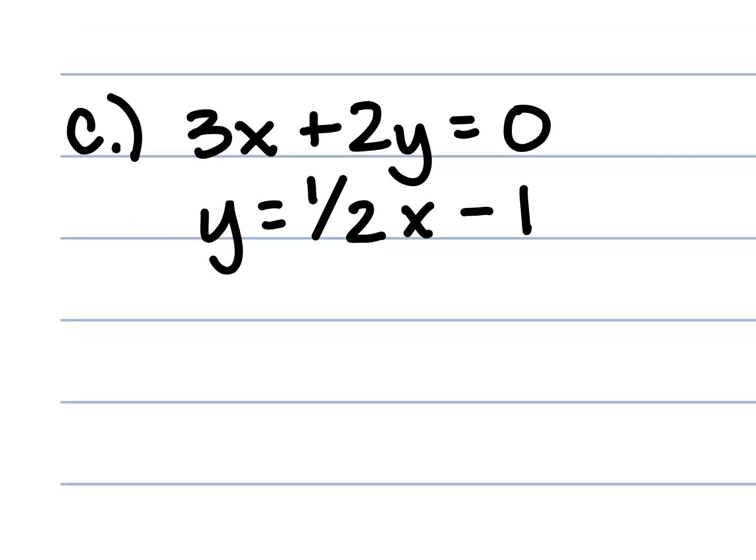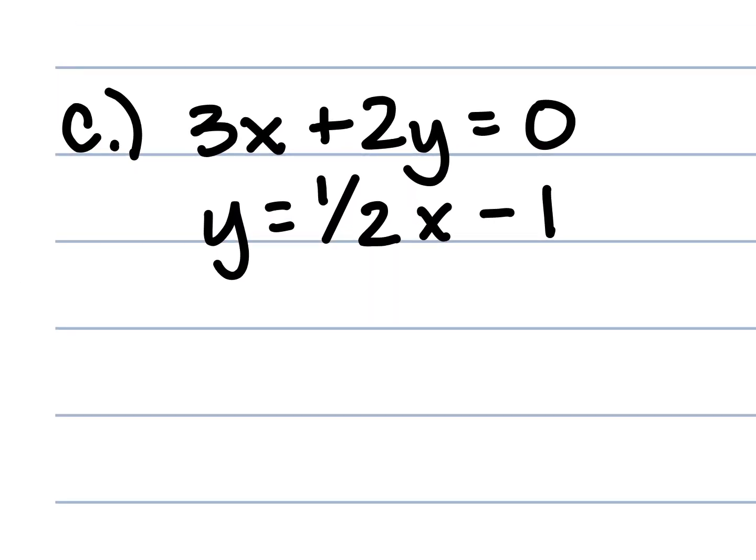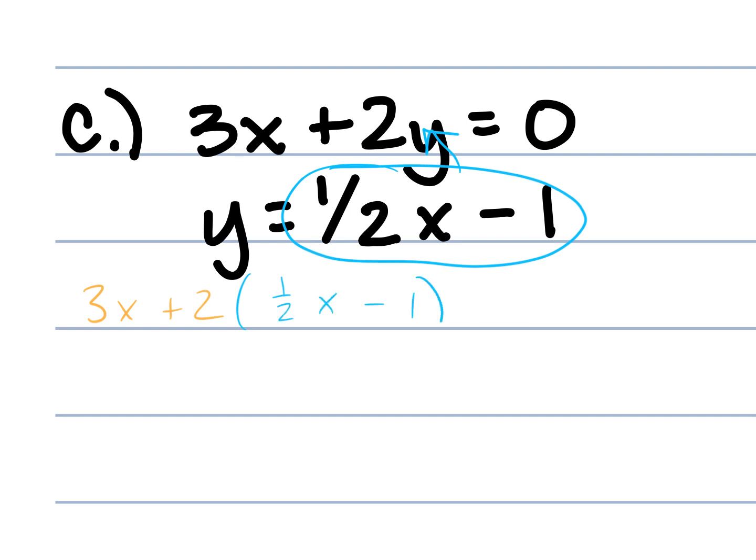All right, let's look at C. Do we have an x equals or a y equals here? A y equals. So I'm going to take what y is equal to and substitute it into the y in the other equation. So I have 3x plus 2 times 1/2 x minus 1 equals 0. So just take y and plug it into the other equation.